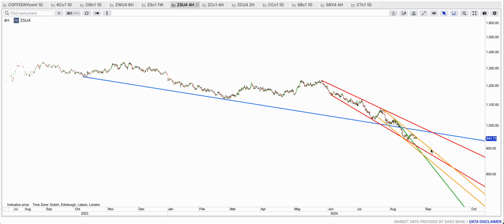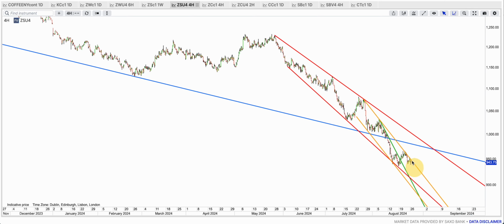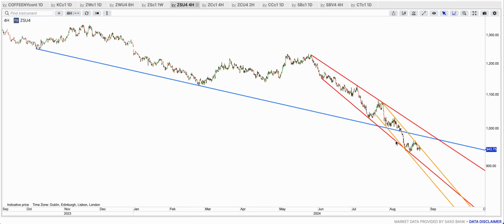The golden downtrend is intact. It's still pushing it down. Everything looks very, very bearish. The red support, the golden downtrend, everything looks very bearish.